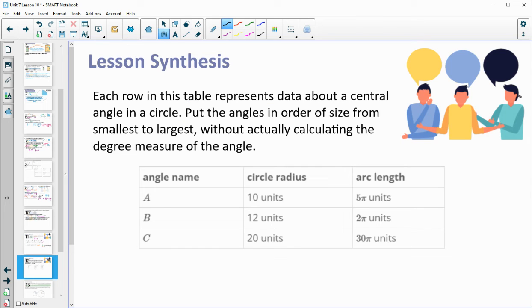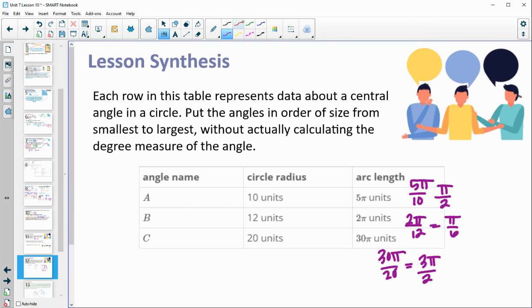Taking a look at this table, we've got an angle name here, and then they give us the circle radius and the arc length. Without actually calculating the central angle measure, can you put these in order from smallest to biggest angle? Looking at this ratio, 5 pi over 10 would be pi over 2. 2 pi over 12 is going to be pi over 6. And 30 pi over 20 is going to give us 3 pi over 2.